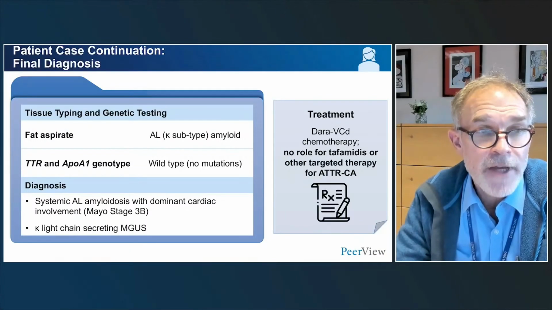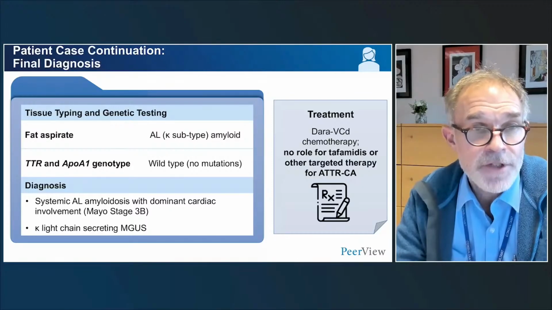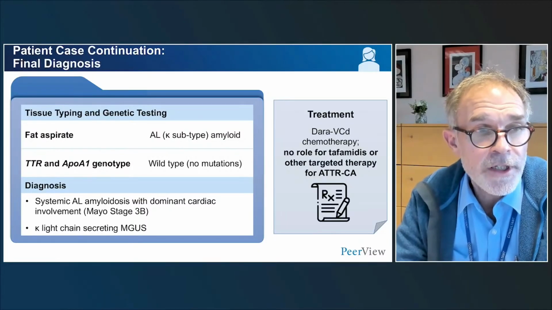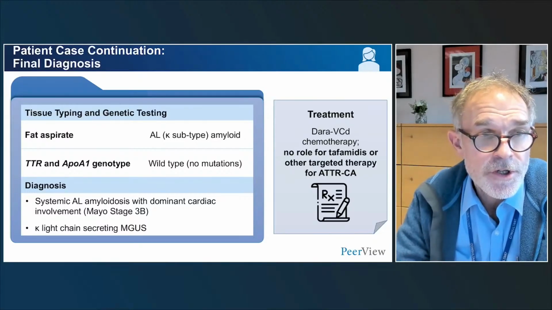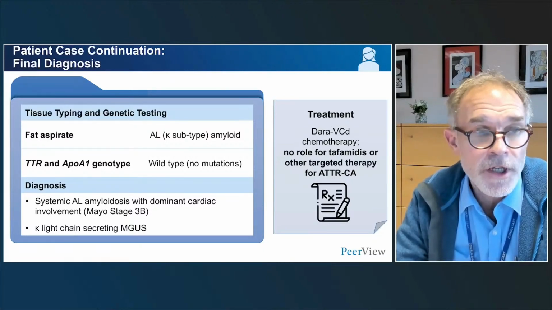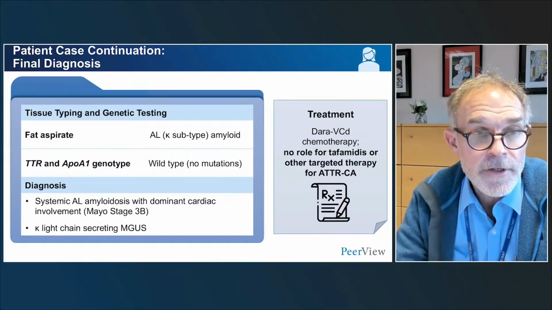We undertook a fat aspirate, and the fat aspirate actually showed AL kappa subtype amyloid consistent with her plasma cell dyscrasia. Importantly, her TTR and ApoA1 genotype were normal, wild type, so there were no mutations. So we were confident in making a diagnosis of systemic AL amyloidosis with dominant cardiac involvement. And actually, her biomarkers indicated Mayo stage 3B disease.